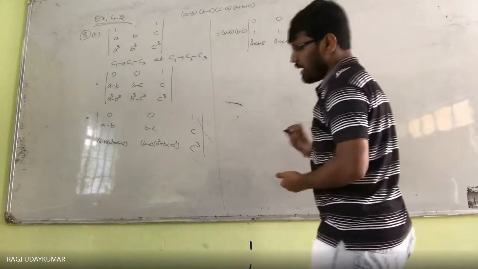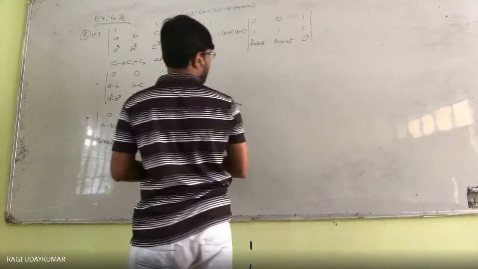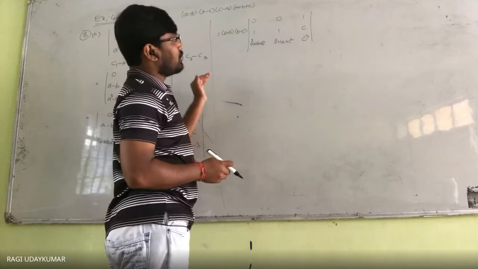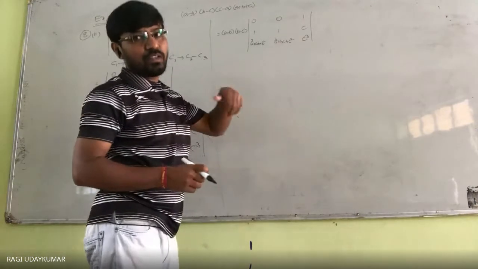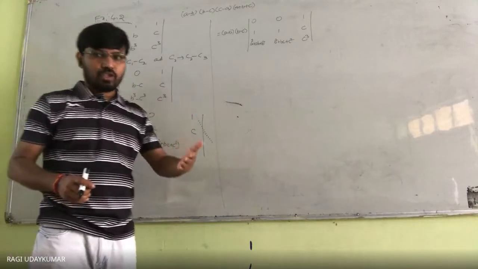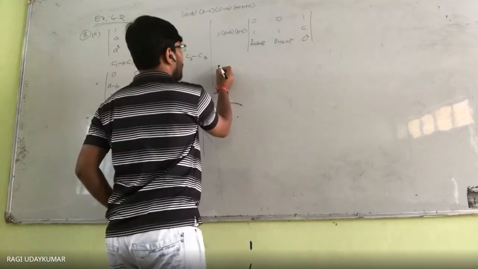Now you can find out the determinant of this matrix. You can find out the determinant of this matrix along the first row, because the first row contains the most zeros. Expanding along the first row, what do you get here?